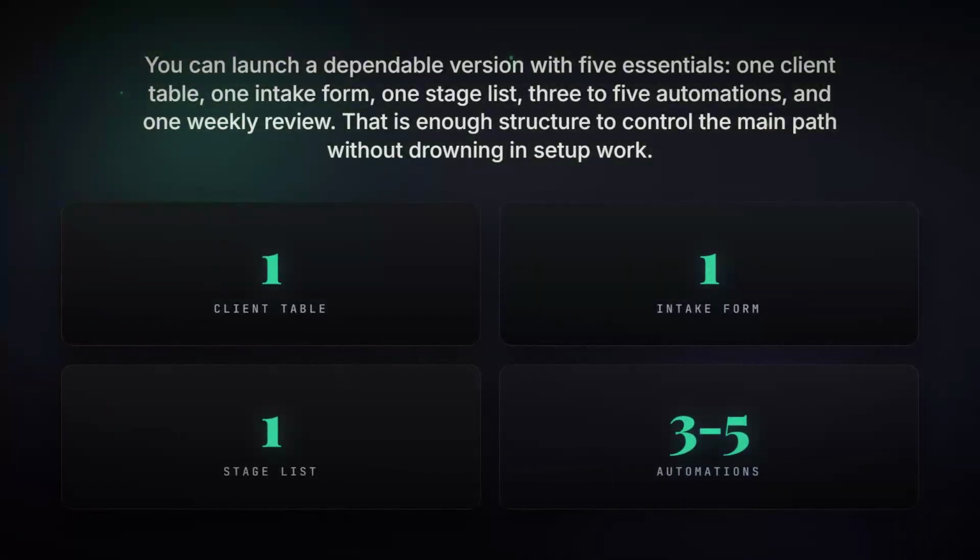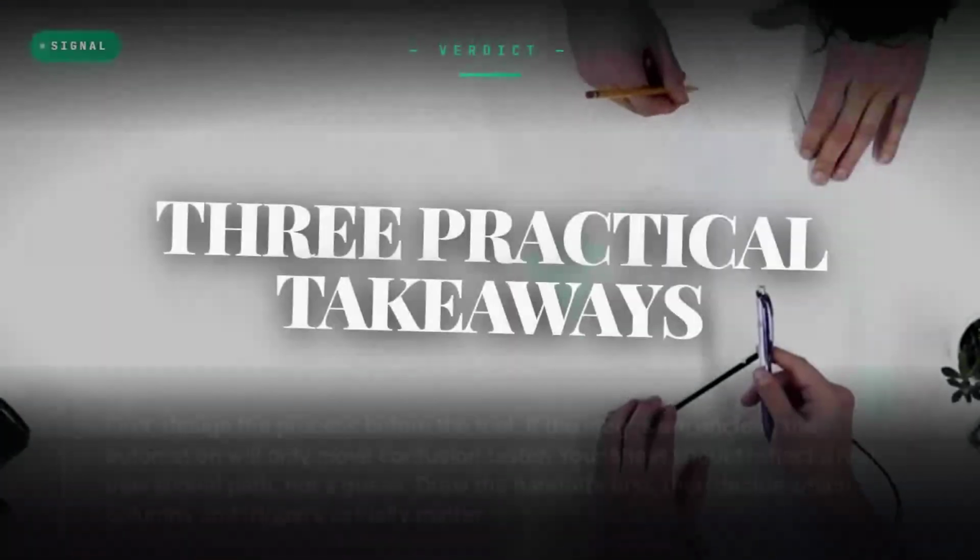You can launch a dependable version with 5 essentials. 1 client table, 1 intake form, 1 stage list, 3 to 5 automations, and 1 weekly review. That is enough structure to control the main path without drowning in setup work.